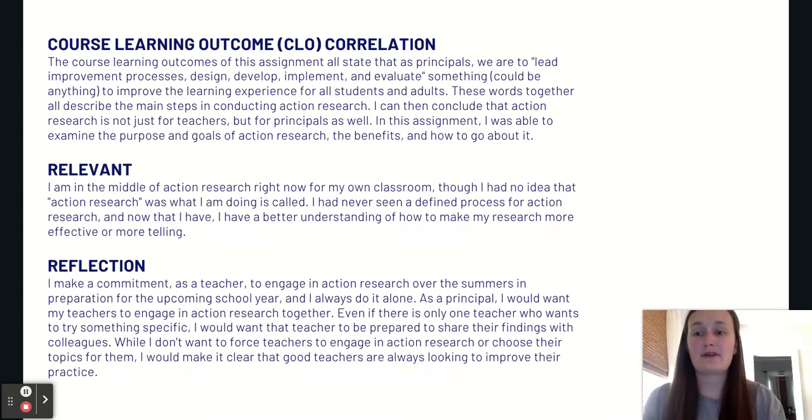My reflection: I make a commitment as a teacher to engage in action research over the summers in preparation for the upcoming school year, and I always do it alone. As a principal, I would want my teachers to engage in action research together. Even if there is only one teacher who wants to try something specific, I would want that teacher to be prepared to share their findings with colleagues. And in that sharing process, that's how we learn from each other.